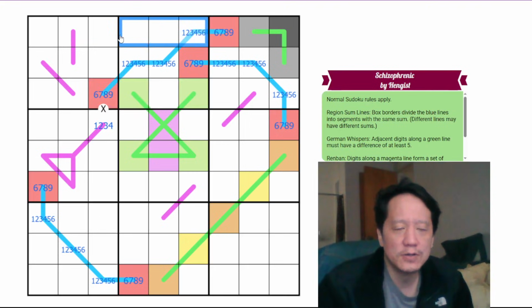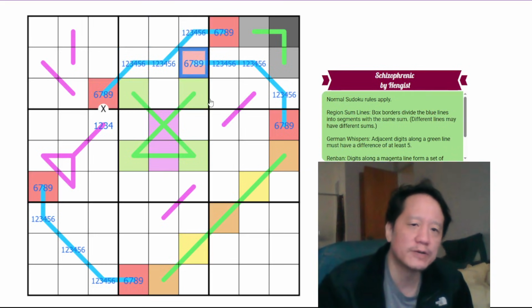Can't be here because that's the same digit as that. Can't be here. And it can't be here because along the lines, that same digit cannot add up with 2 other digits to add up to itself. So it has to be here. So these 4 are the same digits.